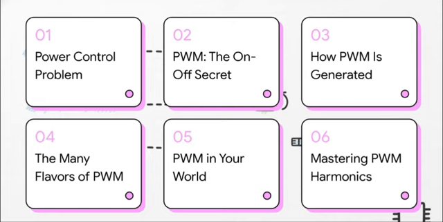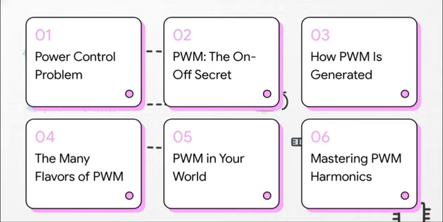Okay, so here's our game plan. We're going to build this up step by step so it all makes sense. First, we'll talk about the why, the big power problem that engineers had to solve, which made PWM a necessity. Then, we'll pull back the curtain on the simple but brilliant on-off secret at the very heart of PWM. Once we get the concept, we'll dig into how these signals are actually made, both the old-school way and inside the chips we use today.